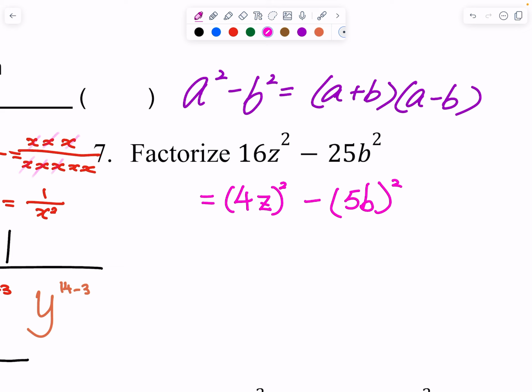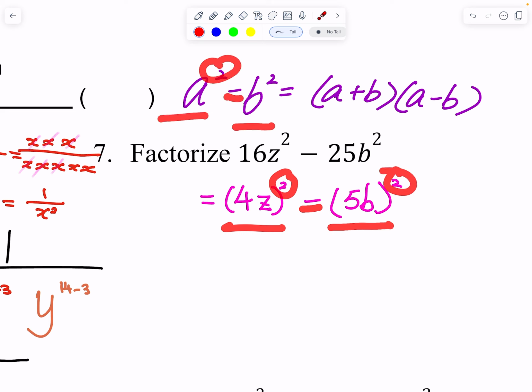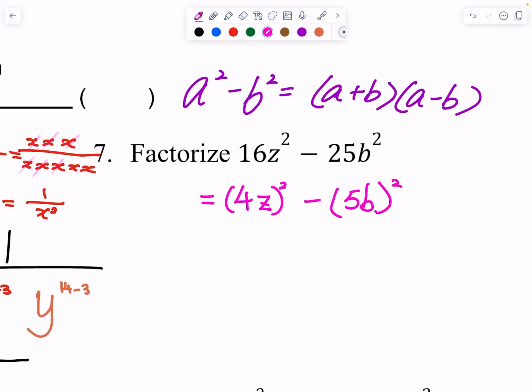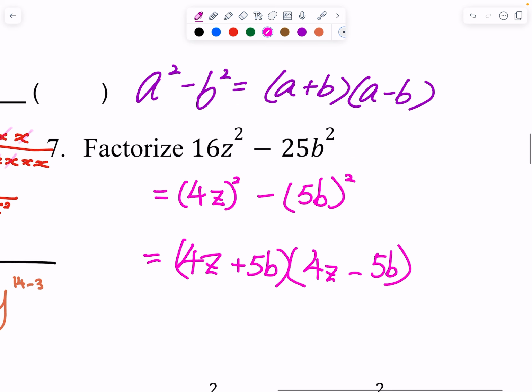And then what times what is 25? 5. So the square for both of them, of course. And so this means your a squared minus b squared. A squared minus b squared is bracket a plus b, bracket a minus b. So we write it: two brackets. A is the whole thing, okay? So a plus b, a minus b.